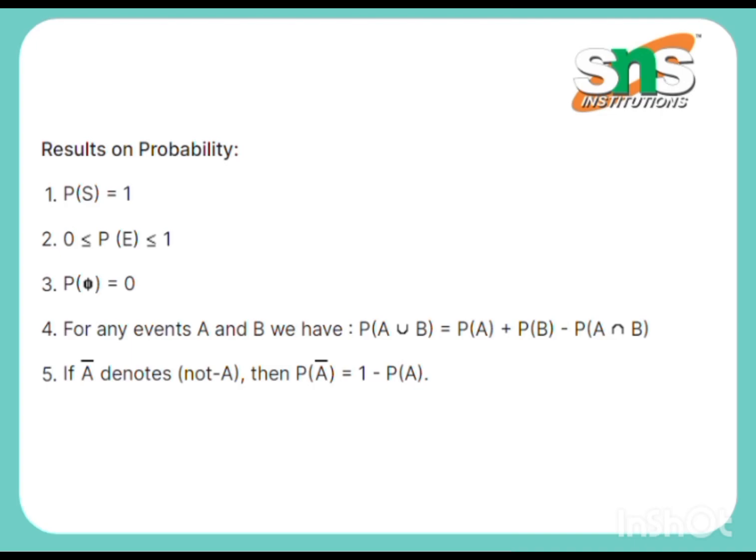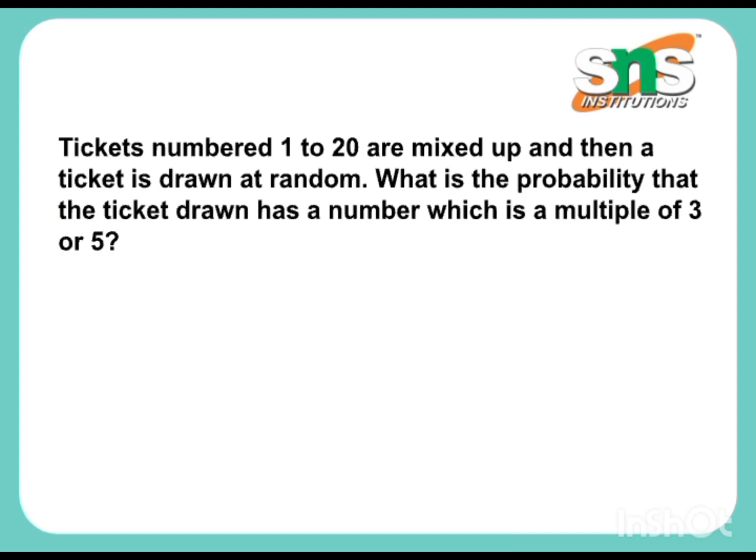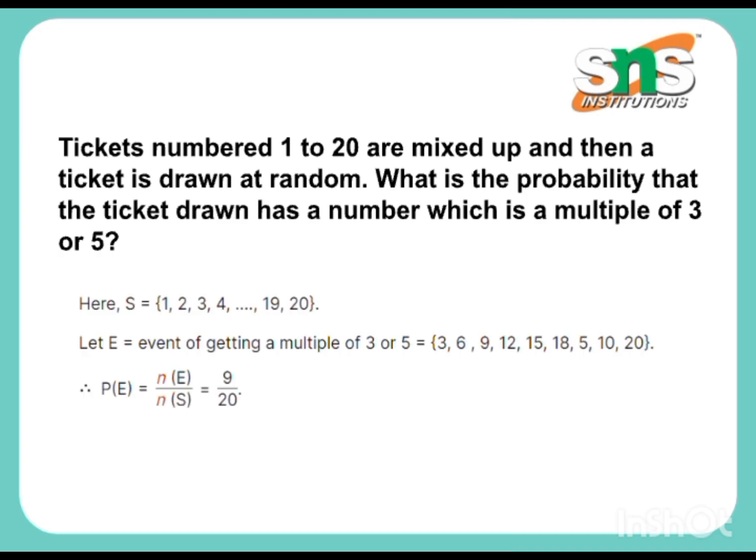Now we will see a basic problem in probability. The first question: tickets numbered 1 to 20 are mixed up and then a ticket is drawn at random. What is the probability that the ticket drawn has a number which is a multiple of 3 or 5? By the question itself, we understand the sample space is 20 because the numbers are 1 to 20. Now we are going to find the probability that the one ticket we pick will be a multiple of 3 or 5. Now let's see the solution.